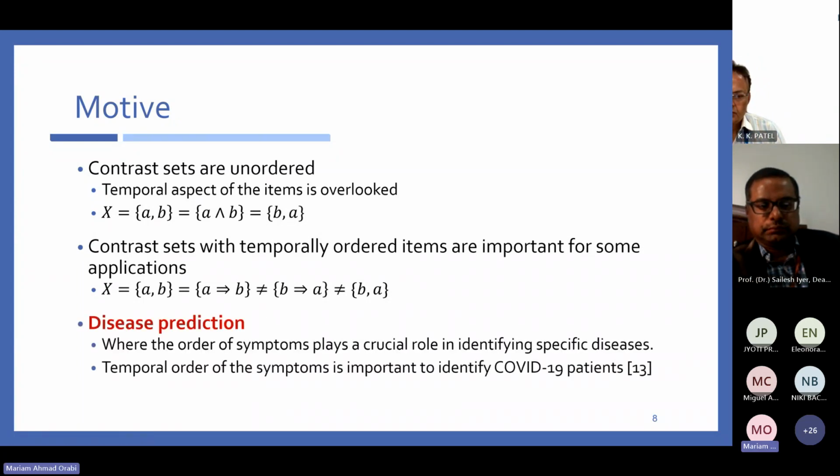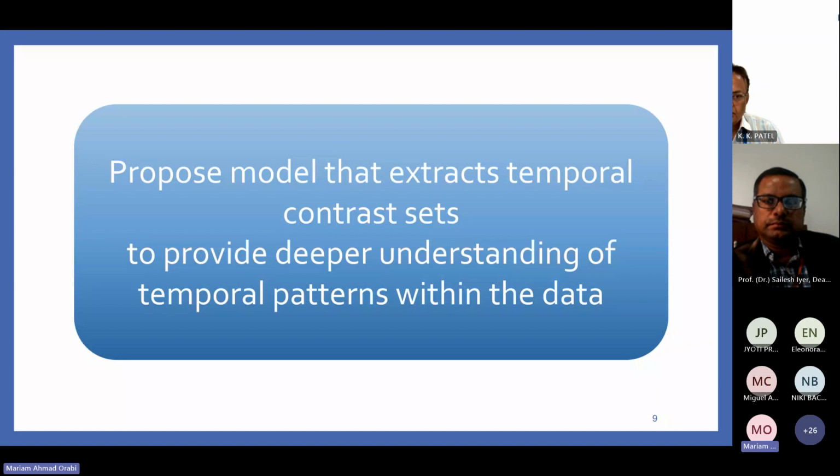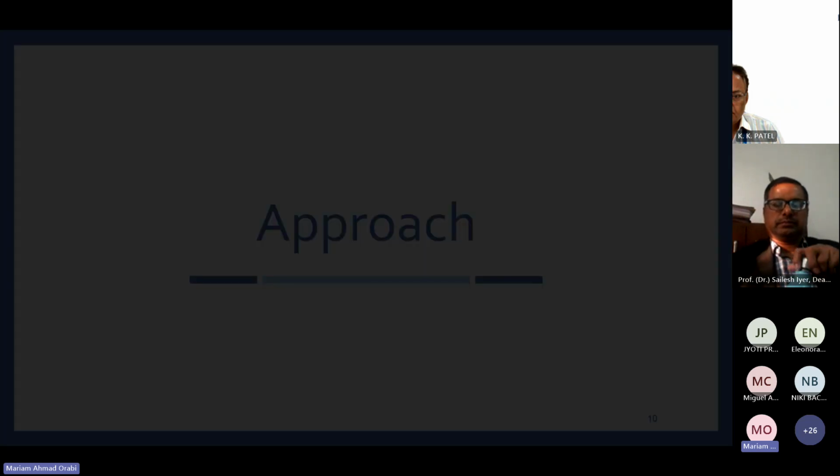This is important for many applications, such as disease prediction, where the order of the symptoms plays a crucial role in identifying specific diseases. This was suggested by research for identifying COVID-19 patients using the order of symptoms of the patients. Therefore, the contribution of our research is to propose a model that extracts temporal contrast sets to improve deeper understanding of temporal patterns within the data.